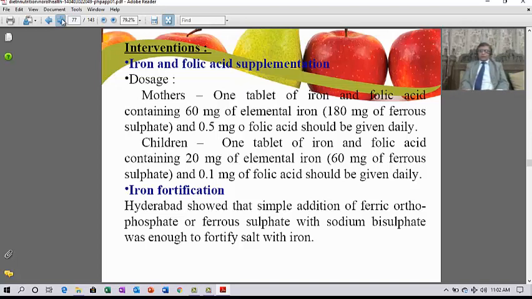Well, you have to be very cautious about mothers. For mothers or pregnant ladies, you have to give daily iron containing at least 180 mg of ferrous sulfate and 0.5 mg folic acid. These are available in various brand names like Fifol, Vitamin, Hybrid Folic, etc.